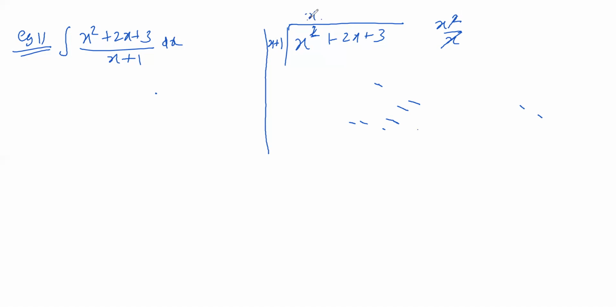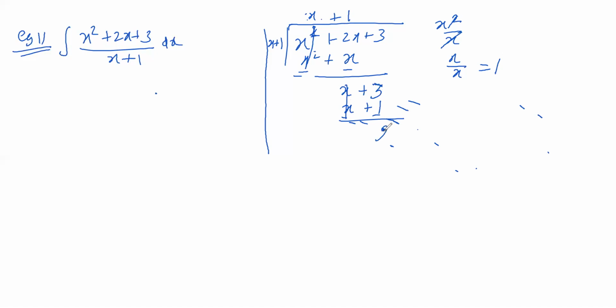Now with this x, we multiply x plus 1: x into x, x squared, plus 1 into x, x. Change the sign, minus minus. x squared minus x squared cancel, 2x minus x, x, and get down the term 3, x plus 3. Now the first term of x plus 3 and the first term of the divisor x plus 1 we divide: x by x cancel, 1. So write 1 here, then multiply 1 with x plus 1: 1 into x, x, 1 into 1, 1. Change the sign, minus minus get cancelled, 3 minus 1, 2.